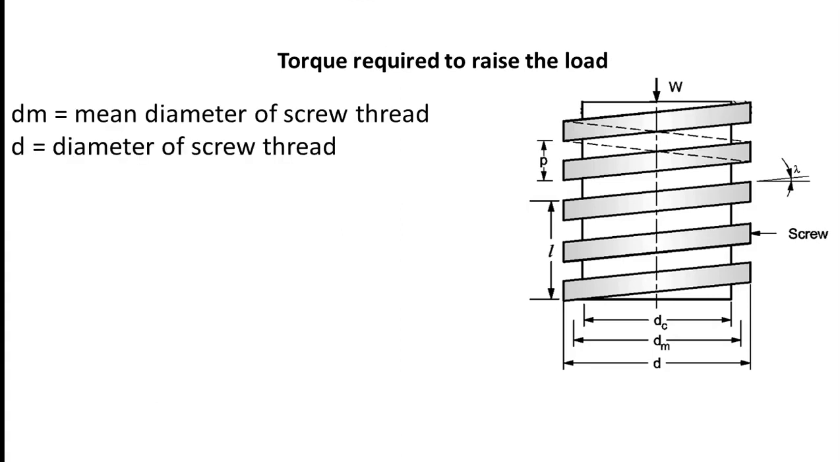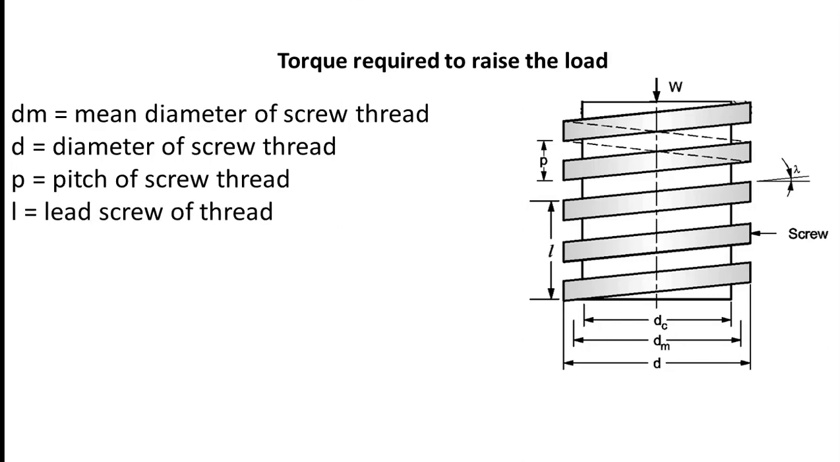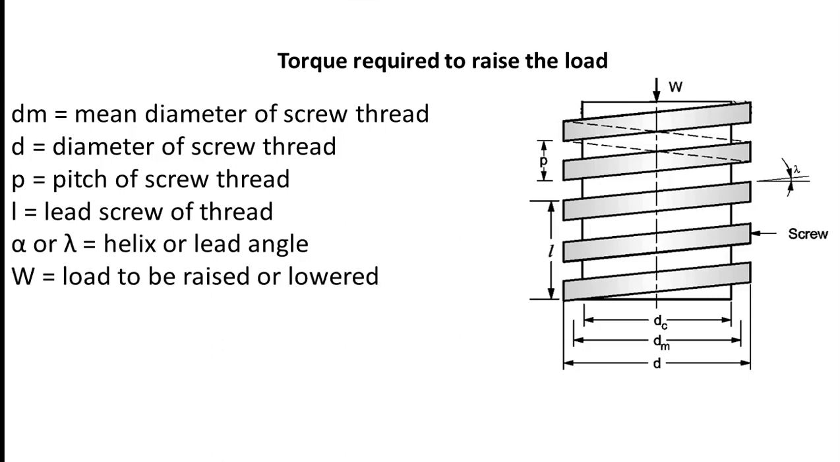dm is the mean diameter, d is the nominal diameter. You can see in the diagram simultaneously, p is the pitch. In the diagram you can see small l is the lead, alpha or lambda is the helix angle. You can see in the diagram, W is the load to be raised or lowered.